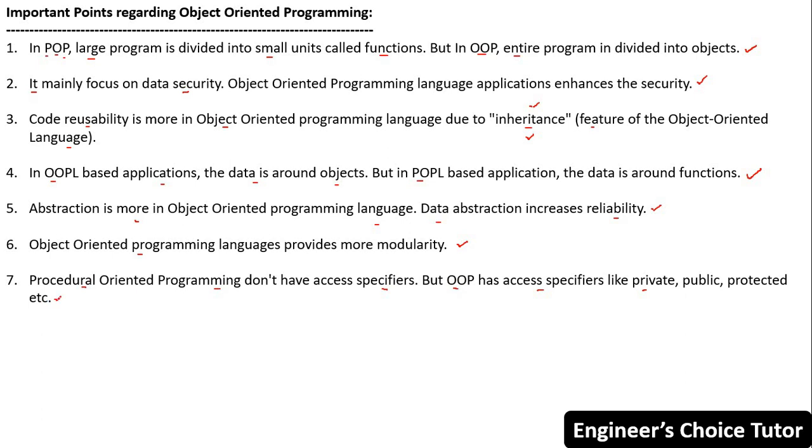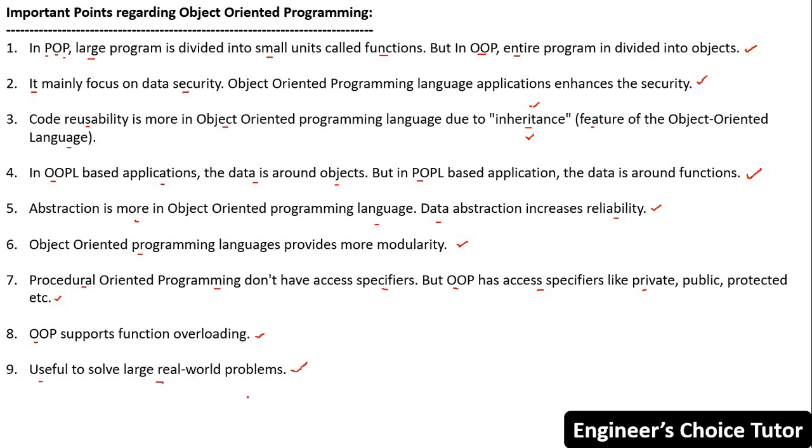Okay. Now the next point is, OOP supports function overloading. It even supports constructor overloading also. So we will see these points later on. Don't worry for now. Just remember these small points. Now the next point is, OOP is useful to solve large real world problems, and POPL is used to solve small problems. So this is about some important points regarding object oriented programming. I hope this is clear to you. Now let's move to the next.